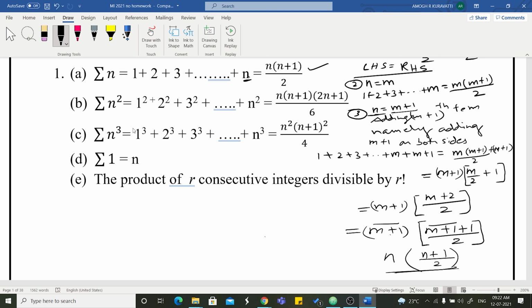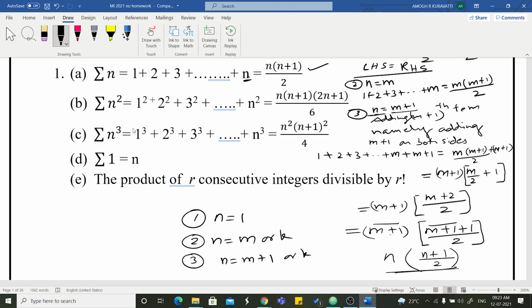To prove by mathematical induction, it consists of 3 steps. Step number 1, the result is true for n is equal to 1. Step number 2, the result is true for n is equal to m. Step number 3, the result is true for n is equal to m plus 1. Either you take m or k. In all cases, the given data holds good.